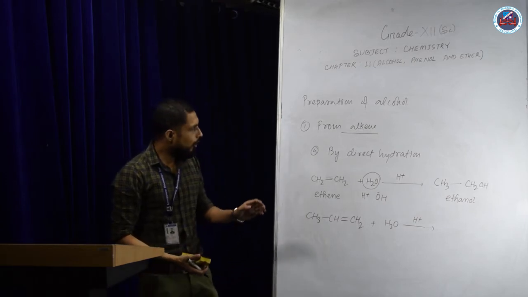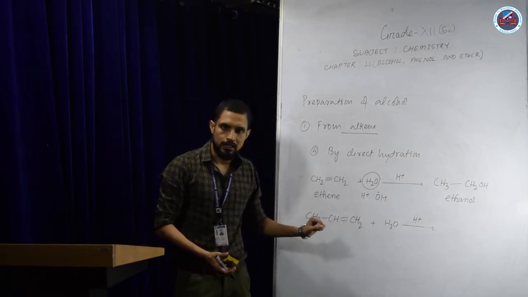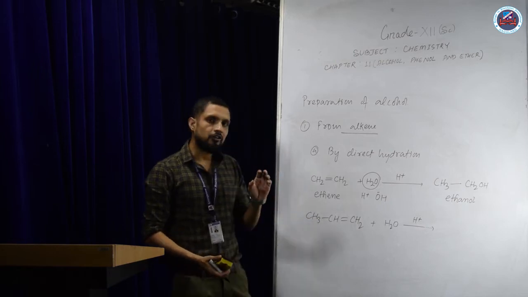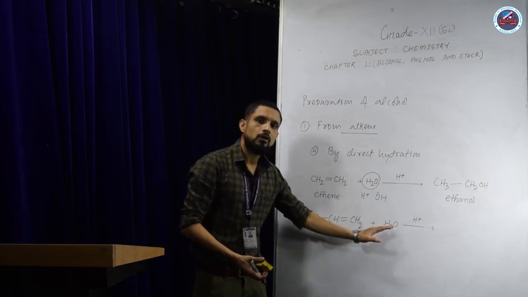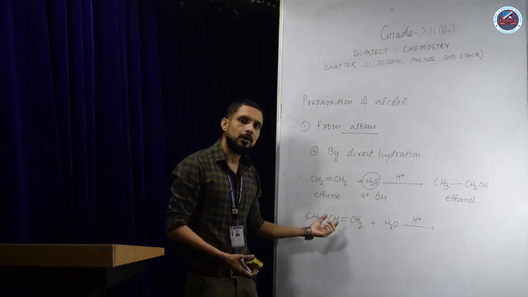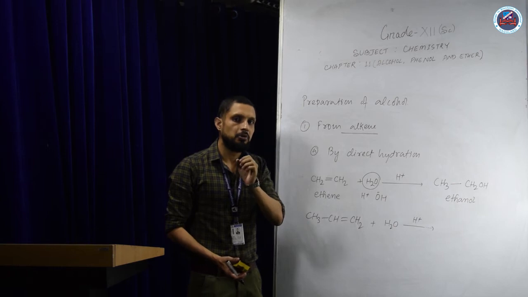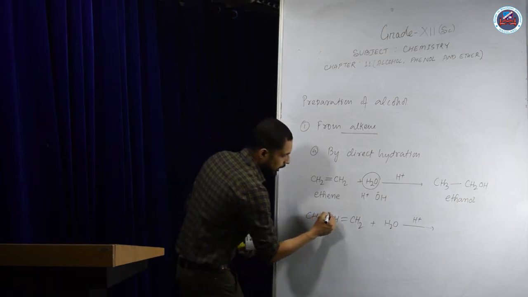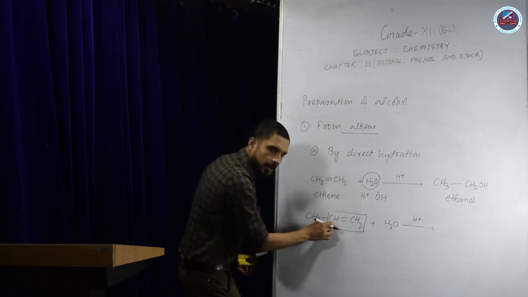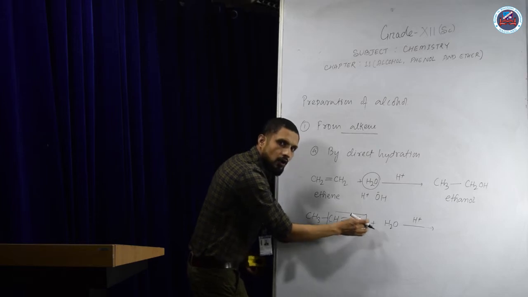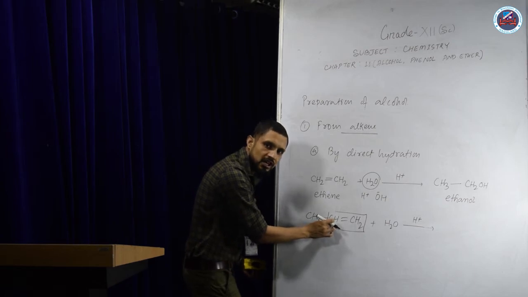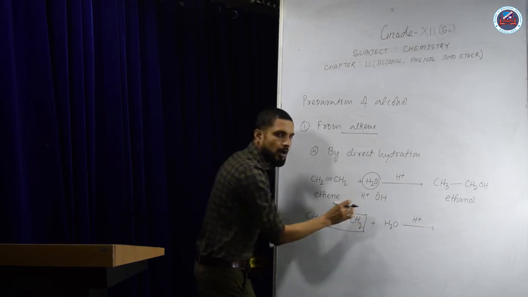Now in case of an unsymmetrical alkene, it will follow Markovnikov rule. Now, what is Markovnikov rule? The negative part of the molecule to be added goes to the carbon atom having lesser number of hydrogen atoms. Now, these two carbons, they have double bond between them. This carbon has got one hydrogen. This carbon has two hydrogen atoms. So, the carbon having lesser number of hydrogen will get the negative part from H2O.